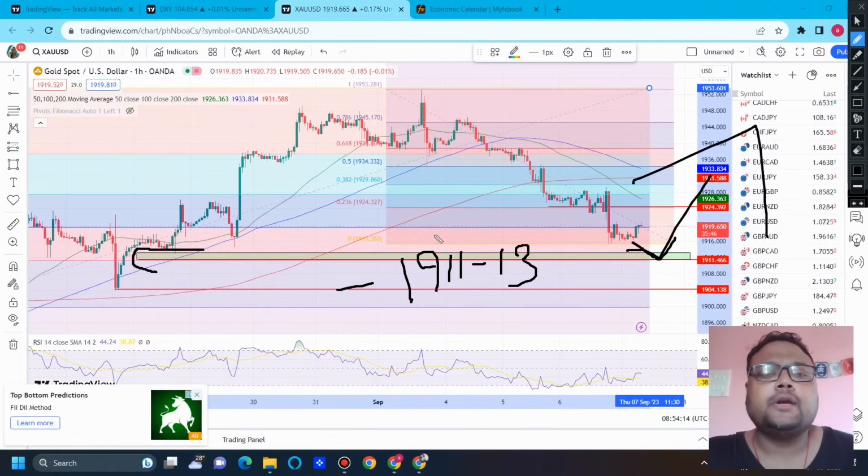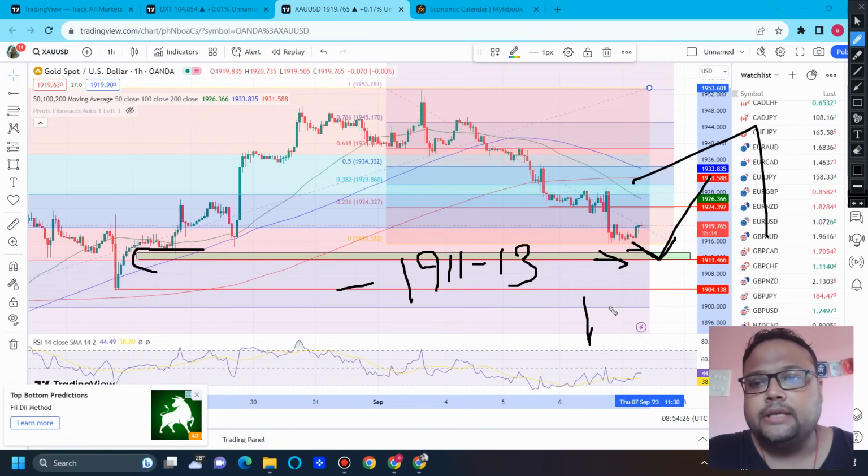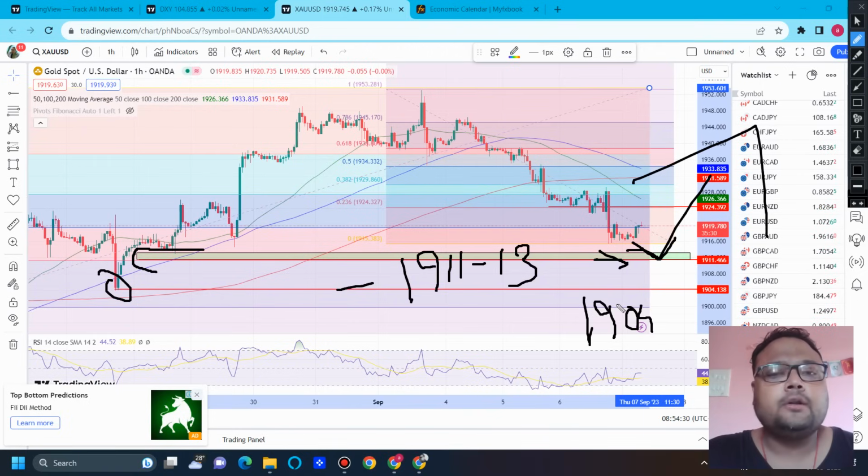Okay, in that case you can also look for a sell position below 1911 as well, because this is a support. If market breaks 1911, you can see here we do not have any immediate level here. Okay, the next support is around 1904, this one. So if you want, then you can also go for a sell position below 1911 if market breaks it. So the volatility of the market will be important. The volatility of the market will decide whether market will be respecting the level or not.